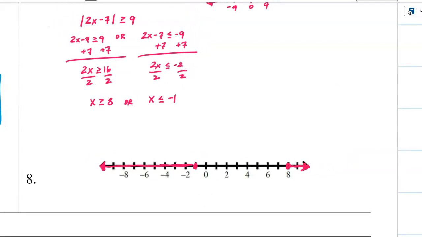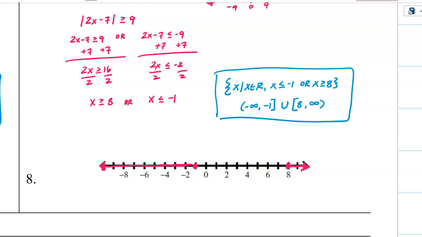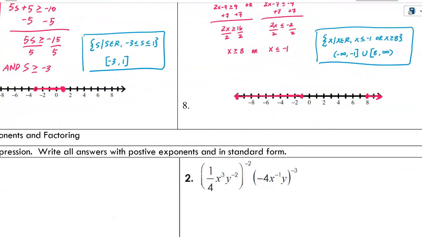Okay, to put it in set builder notation, x such that x is an element of all real numbers, and x has to be less than or equal to -1, or x has to be greater than or equal to 8. If I write it as interval notation, on the left-hand side, we start with negative infinity. We stop at -1, includes -1, union, start at 8, includes 8, and positive infinity. There you go. Good job, guys.